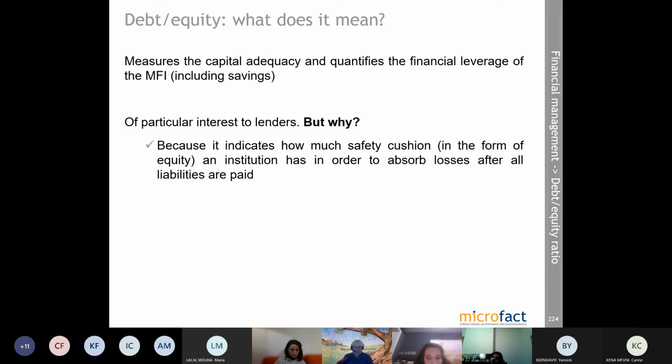And I must say, 1 to 3, 1 to 4 is the average in the sector. From an investor point of view, when it's more than 1 to 7, then we feel that that's the edge. 1 to 7 is considered in microfinance as the edge. I will give you the example of MFI X and Y.